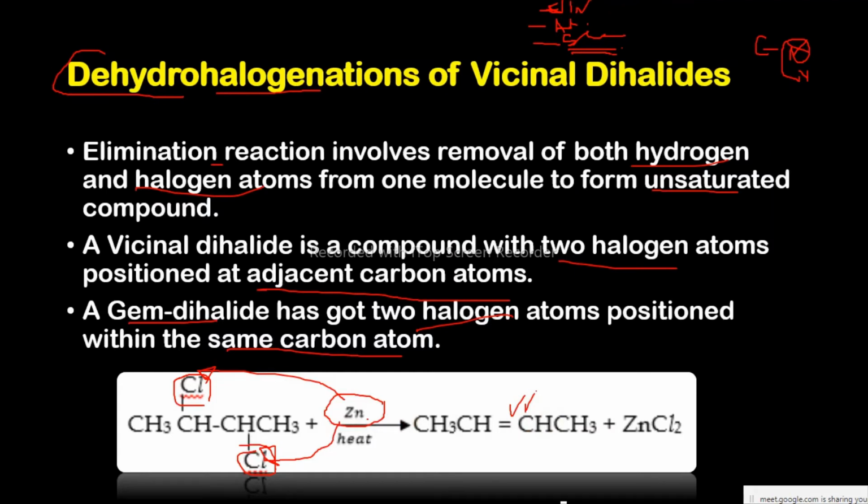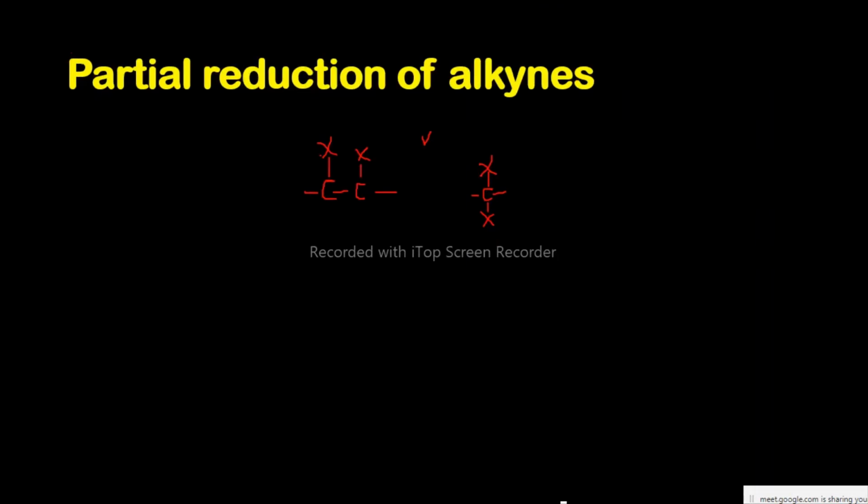Mark this. We also use dihalides to synthesize alkynes, and we shall reach there. However, the conditions are different. Mark the conditions. We can also use partial reduction of alkynes to synthesize alkenes.